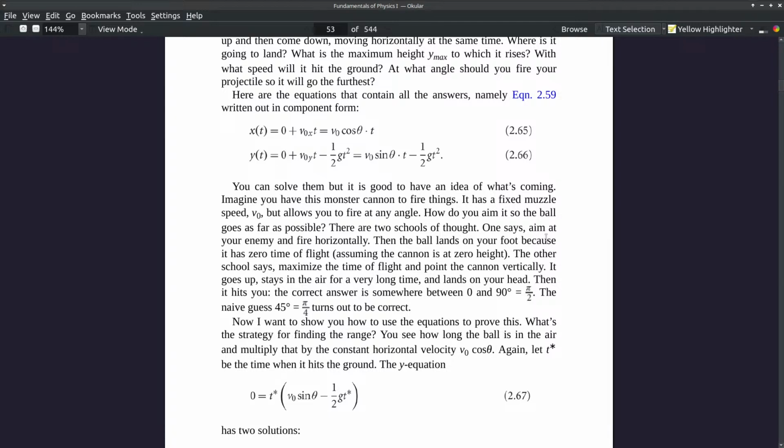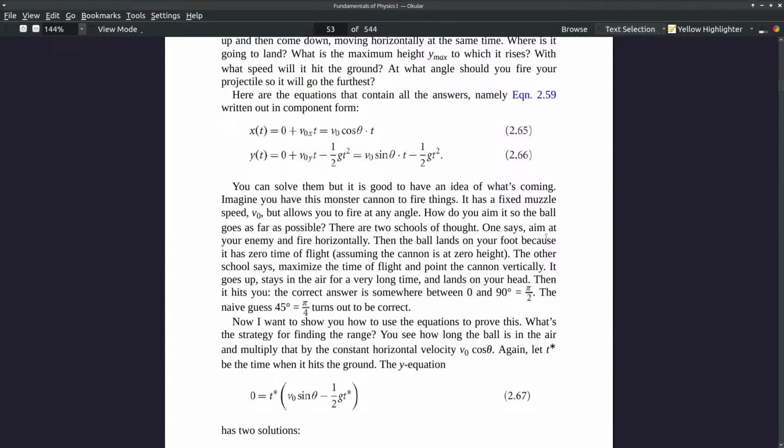The other school says maximize the time of flight and point the cannon vertically. It goes up, stays in the air for a long time, and lands on your head. Then it hits you. The correct answer is somewhere in between 0 and 90 degrees, equaling pi over 2. The naive guess, 45 degrees equaling pi over 4, turns out to be correct. Now I want to show you how to use the equations to prove this.